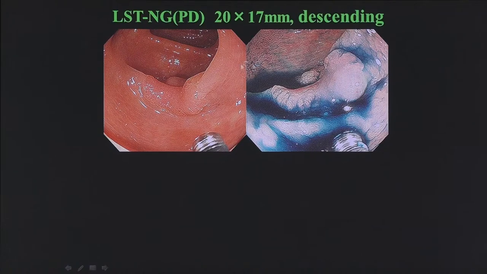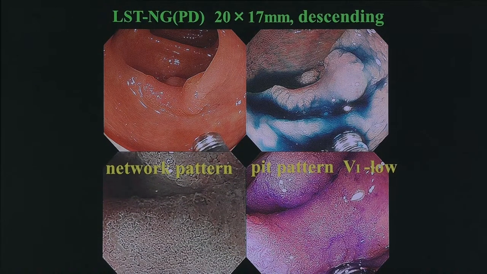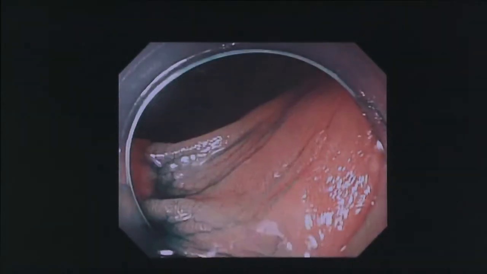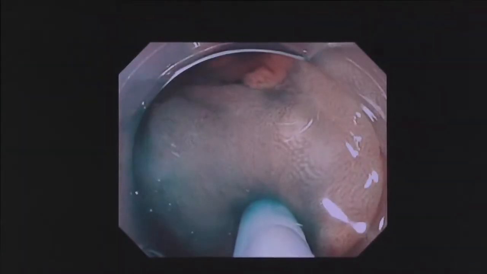I'll show an example. This was a pseudo-depressed type LST. It may look very hard, but the NPI pattern and pit pattern were just slightly irregular. So we did not think it was deeply invasive. We decided to perform ESD for this lesion.